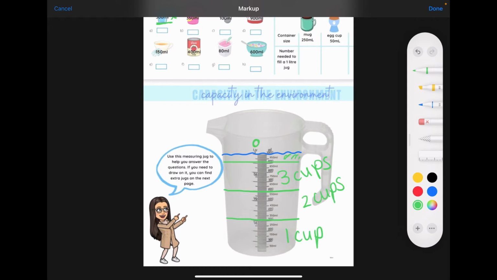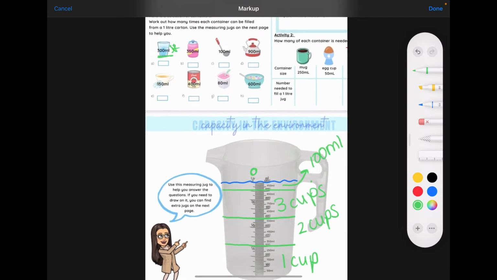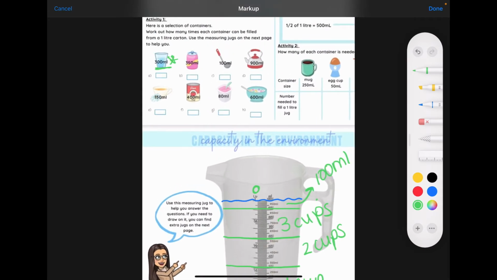I wonder if you could figure out how much liquid is actually left. Yes, if you said 100 mils, you are correct. There is 100 mils of liquid left in this little section here. However, it is not enough to fill another cup that has a capacity of 300 mils. So in my answer, I would write that this container can be filled using a 1 liter container 3 times. So I would put 3 in there. Obviously, yours would be much neater than mine.